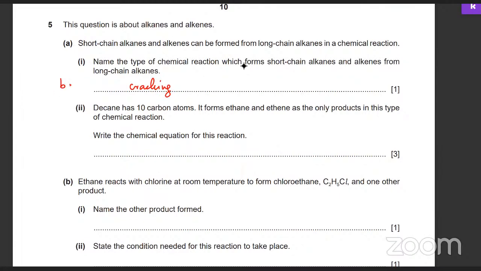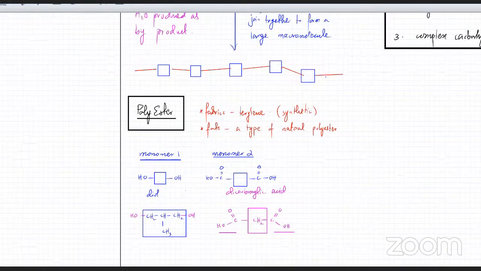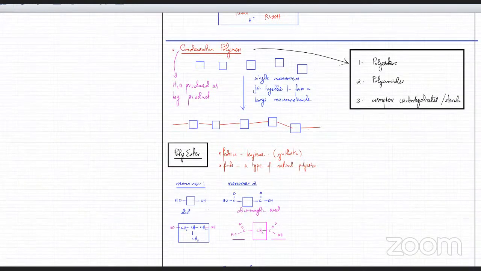Why were bigger molecules not useful? Cracking would convert them into smaller chains, right? Smaller molecules. So what's the reason, what's wrong with bigger molecules? But why did we do cracking? When we did that, crude oil. Where's crude oil?